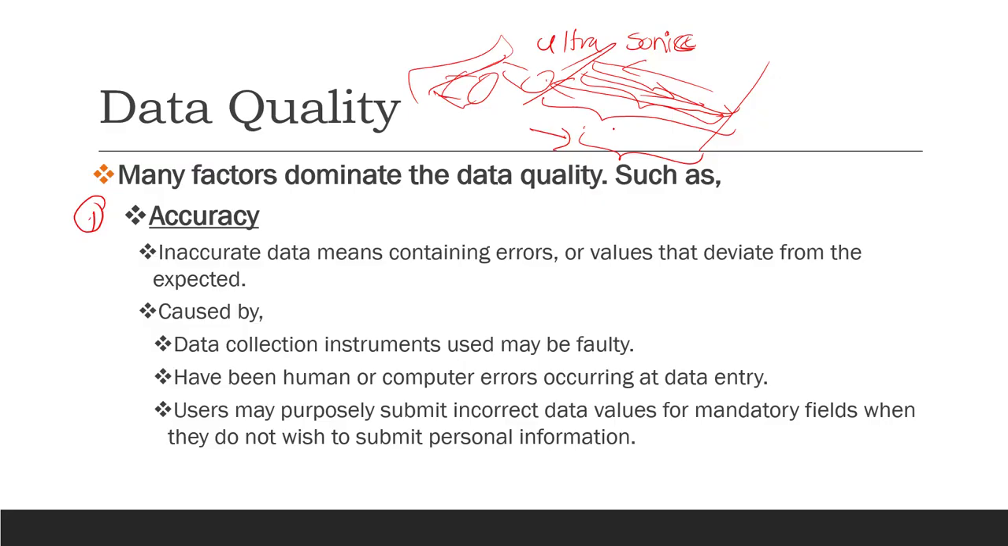So inaccurate data means error values, right? In the data set, we have some error values, right? If you have error values in your data, we know definitely it will affect your results, right? I think you learned the central tendency, right?